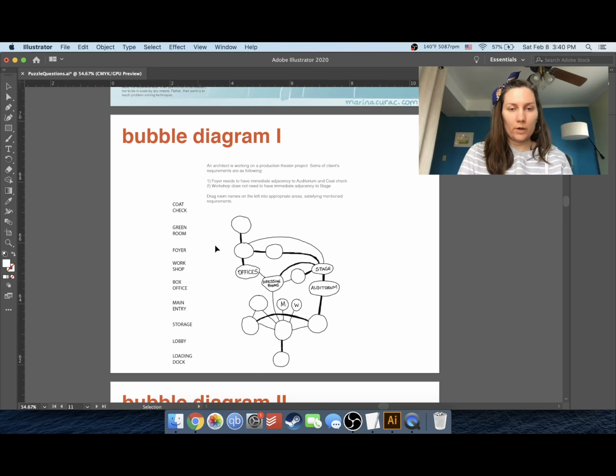What I just went through takes much longer to explain than for your brain to process it during the test. So only by doing this much, you have enough understanding to start diving into the written part. So let's do that. It says, an architect is working on a production theater project. Okay. Some of the client's requirements are as follows. Number 1, foyer needs to have immediate adjacency to auditorium and coat check. Pause, stop right here.